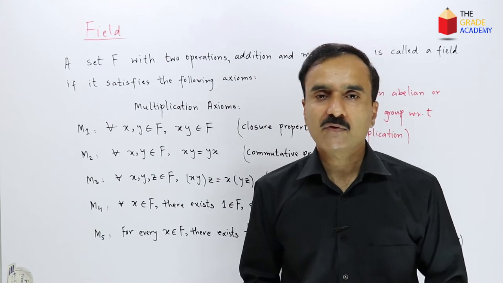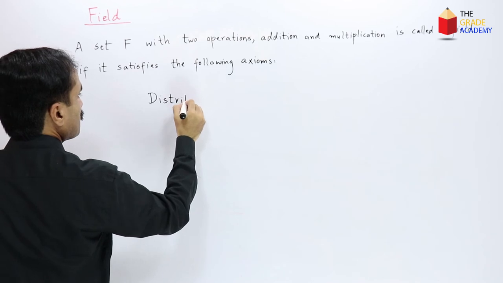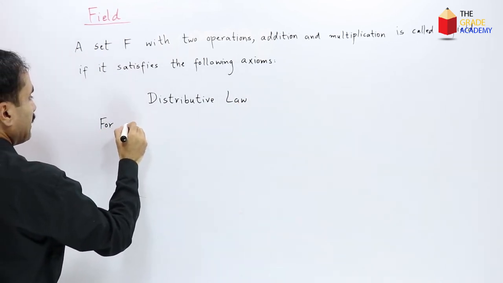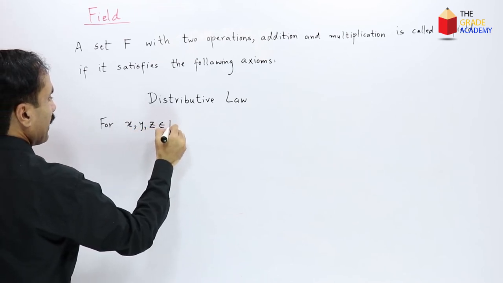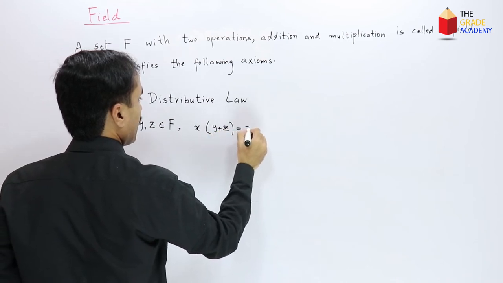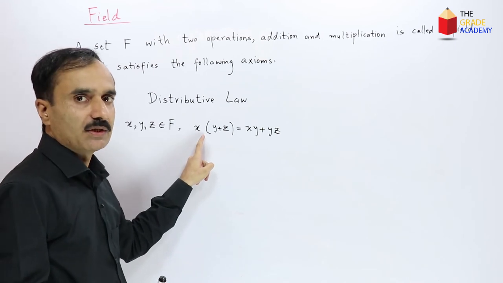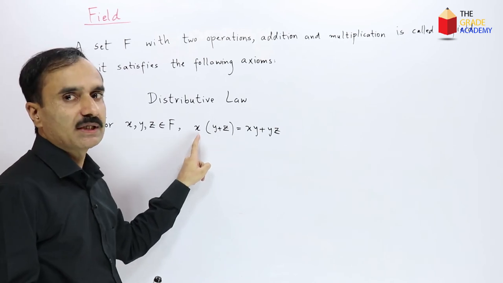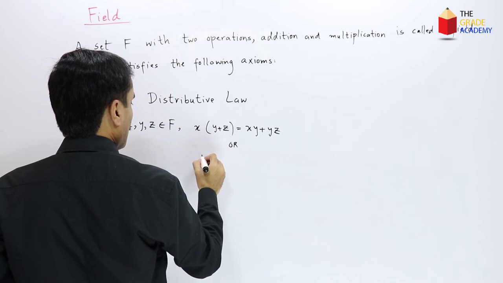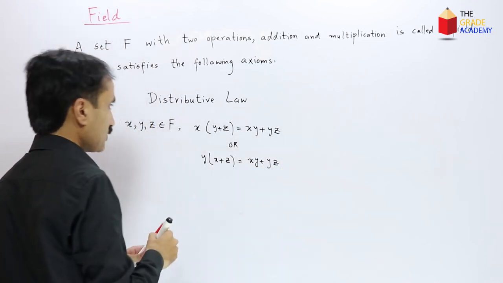Now let us discuss the third criterion for a set to be a field, and that is the distributive law. For any elements x, y, and z belonging to F, x times (y plus z) is equal to xy plus xz. So this is the distributive law. This says that multiplication is distributive over addition. So in a field, multiplication is distributive over addition. This could also be written as (y plus z) times x is equal to yx plus zx. So this is the distributive law.